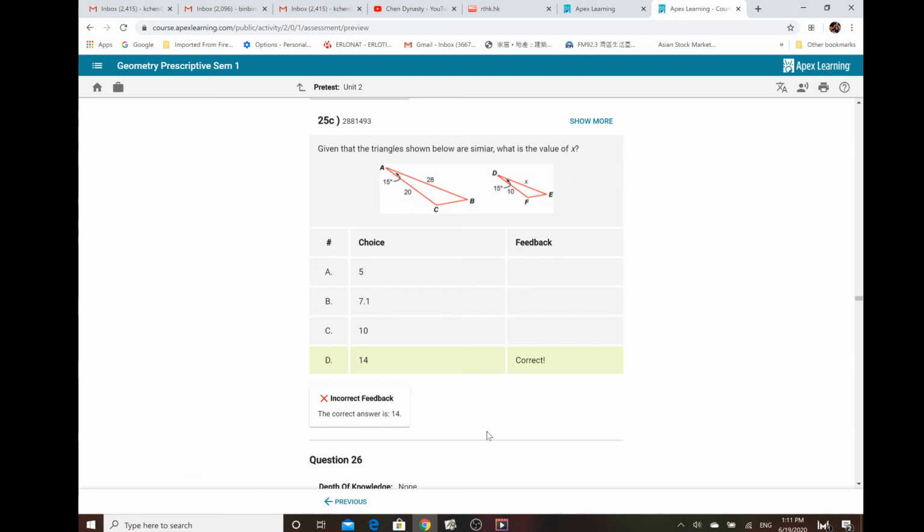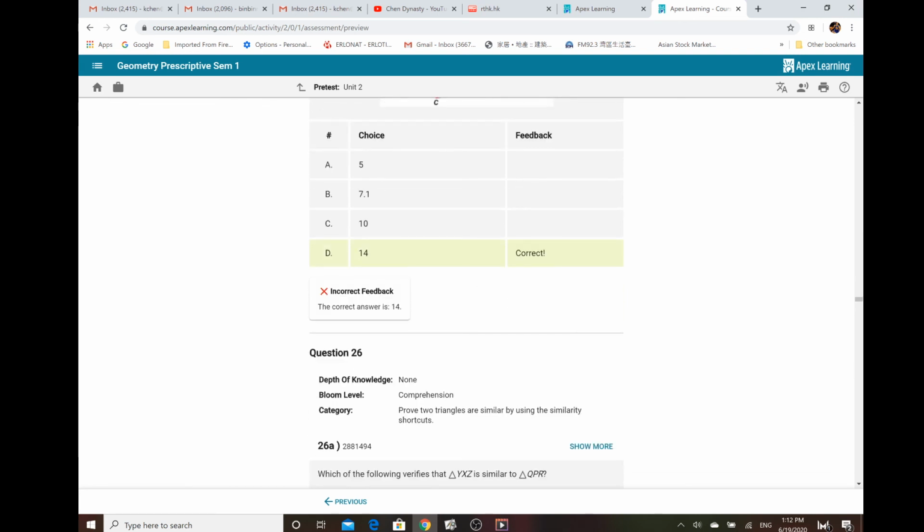The next one is quite similar. Find the value of x. So 20 over 10, which is the same as the ratio of 28 over x. So this one will give you 14, because the scale factor is 2.